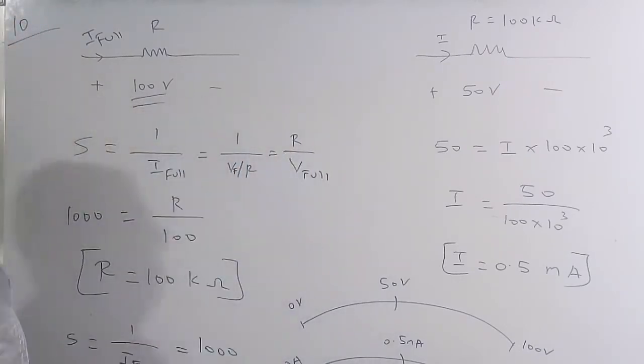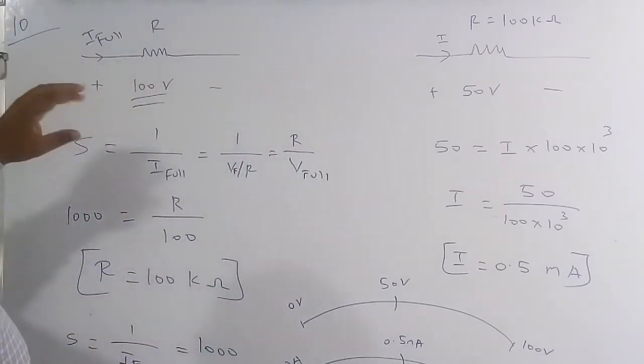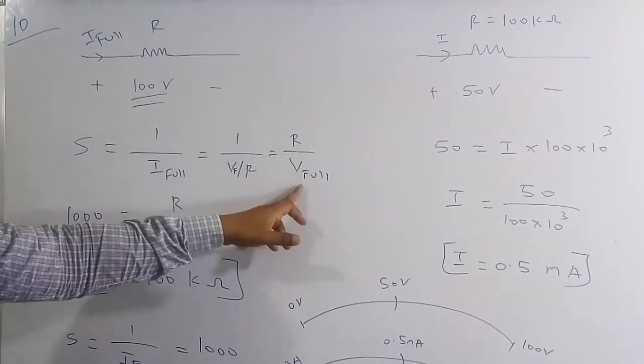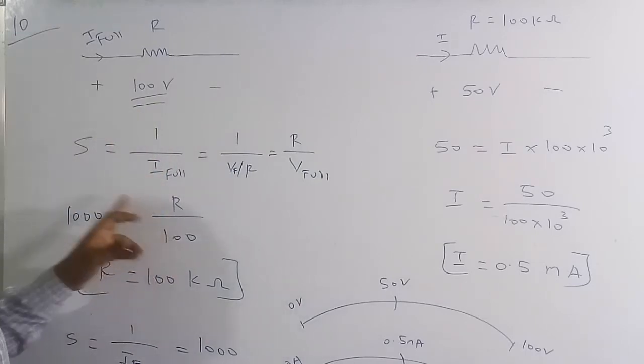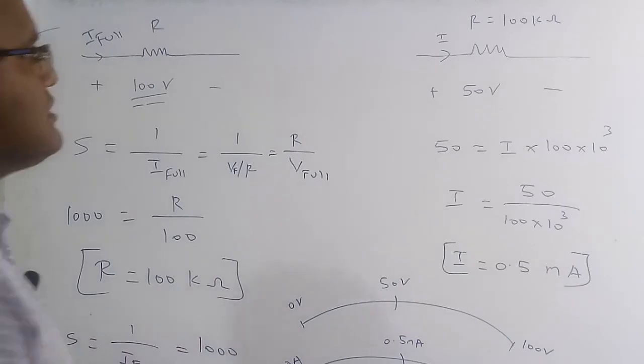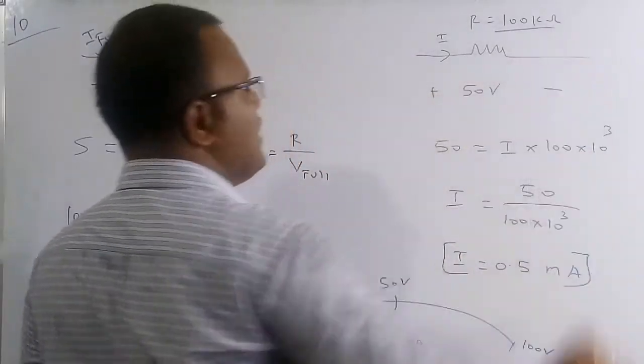The full scale voltage is 100 and the resistance we need to know, but we know the value of sensitivity. Therefore, sensitivity 1000 is equal to resistance by full scale voltage, which is 100. If you solve this, we are going to get resistance is equal to 100 kilo ohm.